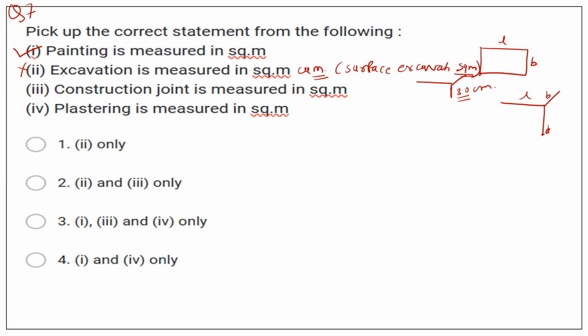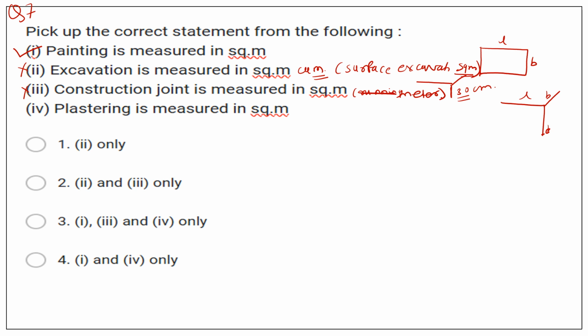The next option is construction joint is measured in square meter. So this is wrong. The third option is wrong because construction joints, that is expansion joints, contraction joints, all are measured in running meter or in meter scale.